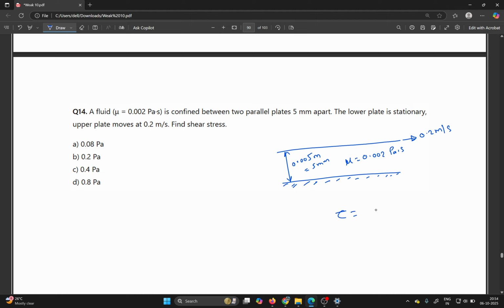So tau is equal to dynamic viscosity times del U by del Y. If the situation is like that, you can assume velocity by Y. Find the shear stress, but the shear stress at where: in the middle, at the top, or at the bottom? Okay, let us see.